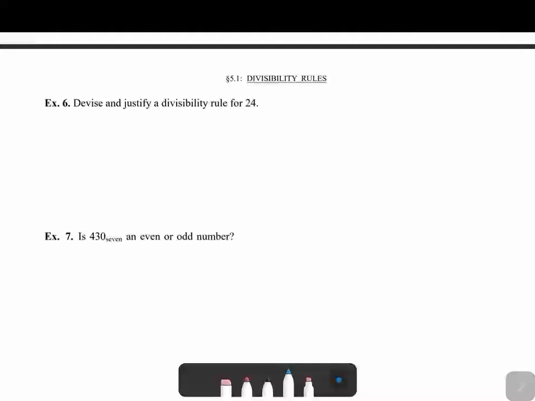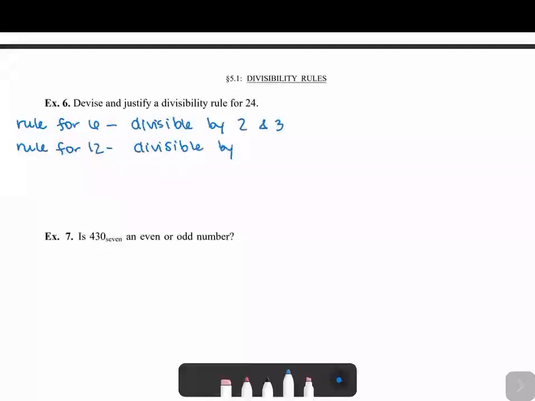So a divisibility rule for 6 is divisible by 2 and 3. And a divisibility rule for 12 is divisible by 3 and 4. Okay. Sorry, I can't draw that.